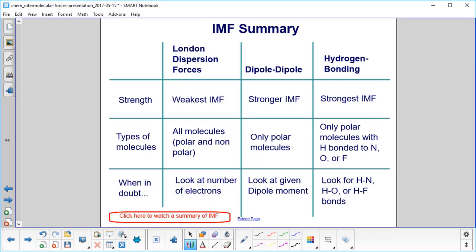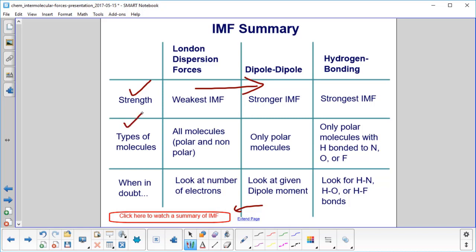Another way to look at the intermolecular forces. Some people like flowcharts, some like tables like here, and others may like clicking on this red box down here to see another summary. So let's talk about the strength first. We go from weakest to strongest. So London dispersion forces are the weakest, and hydrogen bonding is the strongest.